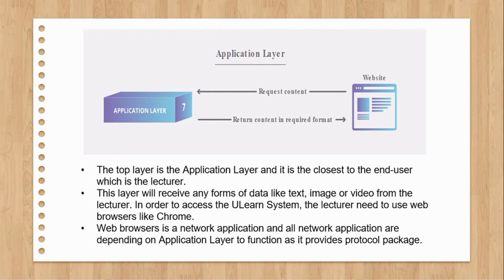This layer will receive any forms of data like text, image, or video from the lecturer. In order to access the ULAN system, the lecturer needs to use a web browser like Chrome. HTTP or HTTPS is the protocol that is used for web surfing. Essentially, this application layer provides services for the network application to perform any user activities with the help of protocol.